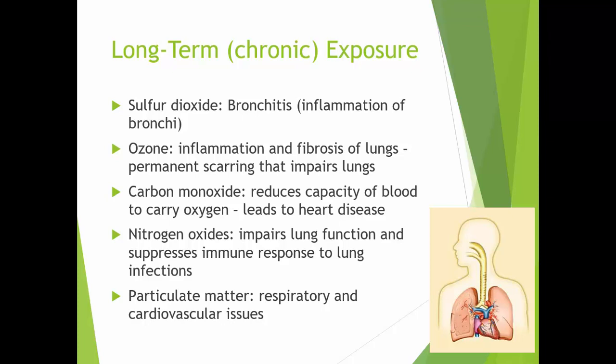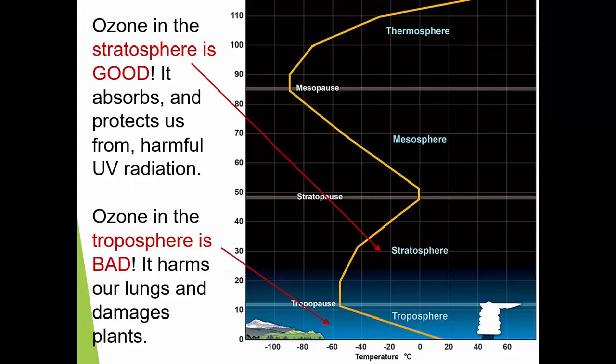Nitrogen oxides, they suppress your immune response to lung infections, and so that's going to impair lung function. And then particulate matter, so that's dust and smoke. It causes respiratory and cardiovascular issues, so again, that's damage to your heart and your lungs. Just as a reminder, ozone, we said it's good up in the stratosphere, not so great in the troposphere. That's where it harms our lungs, and it also damages plants.